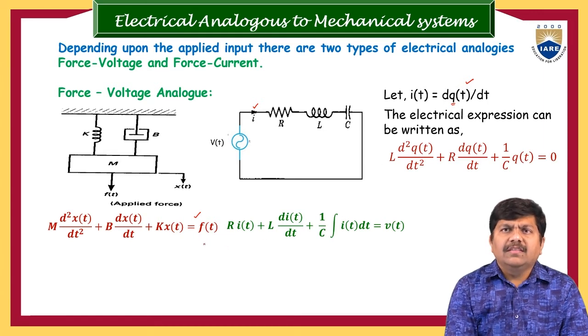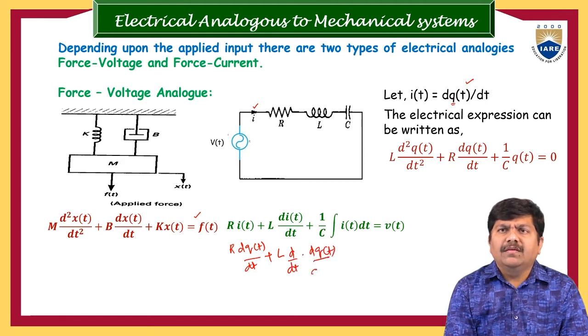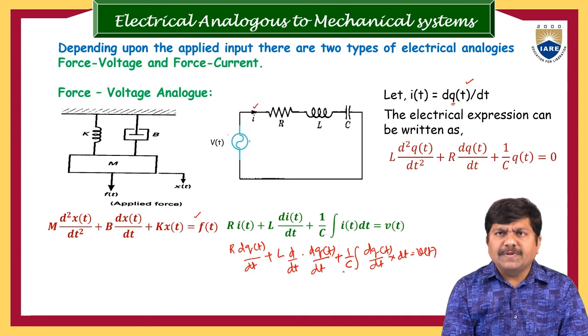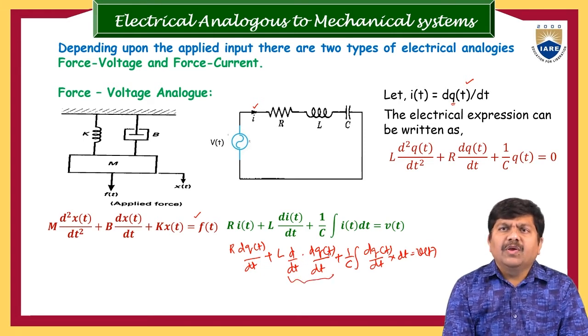Then what happens here? This is R into dq(t)/dt plus L into d/dt of, again, dq(t)/dt, plus 1/C integration over i(t), which is dq(t)/dt into dt, is equal to v(t). So this is the expression we get if in place of i(t) you write dq(t)/dt. Then what happens? This second term is L into d square q(t)/dt square.